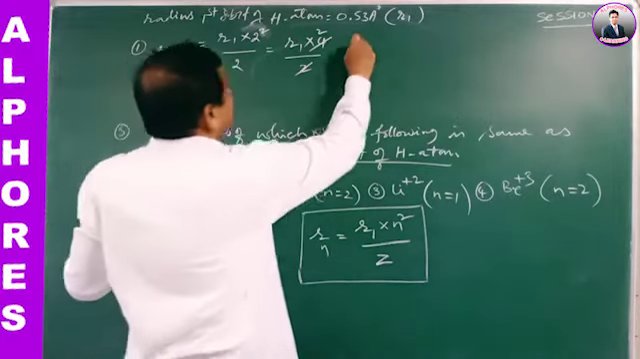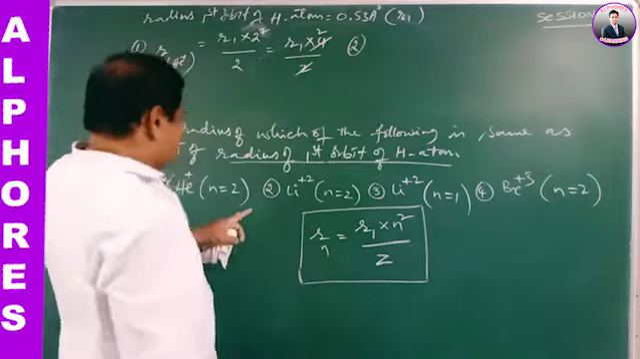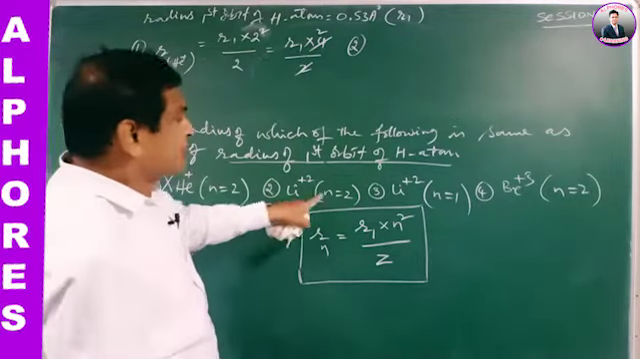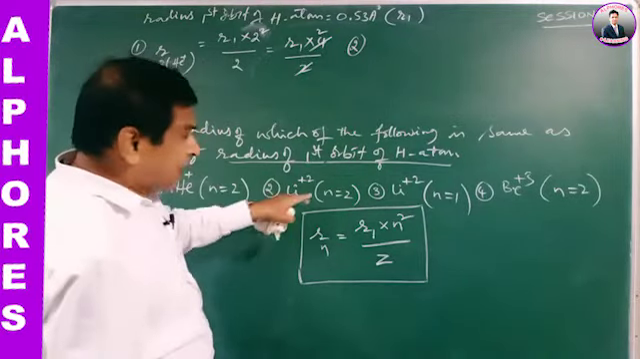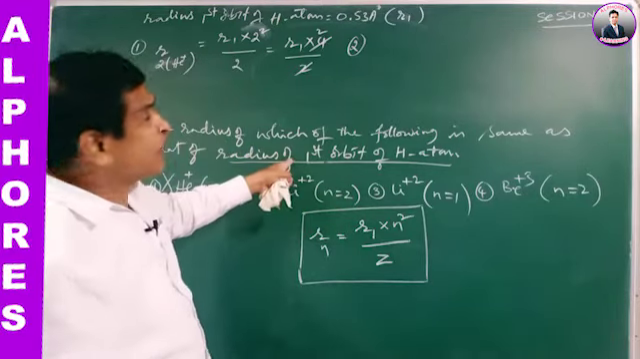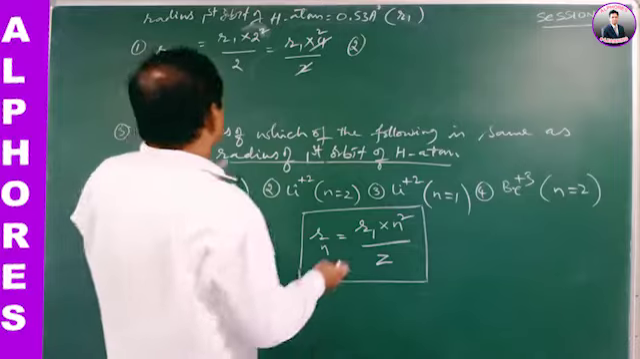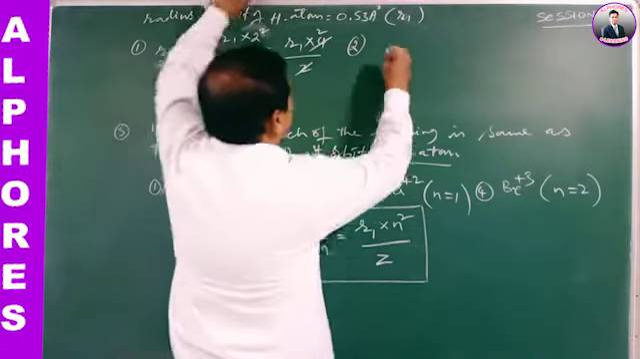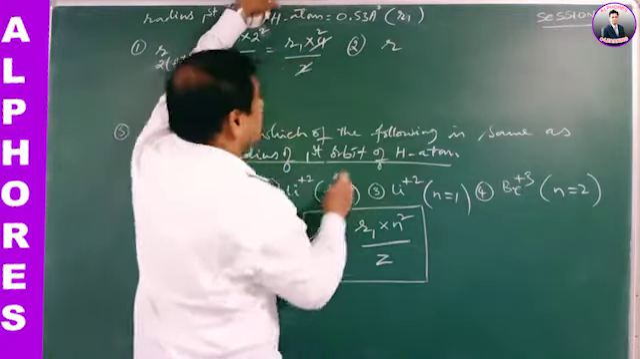And the second option, what he says: lithium 2+, the second orbit of lithium 2+. Is the radius of the second orbit of lithium 2+ equal to the radius of the first orbit of hydrogen? We have to verify that. The same concept we have to follow. So that means the radius of the second orbit.